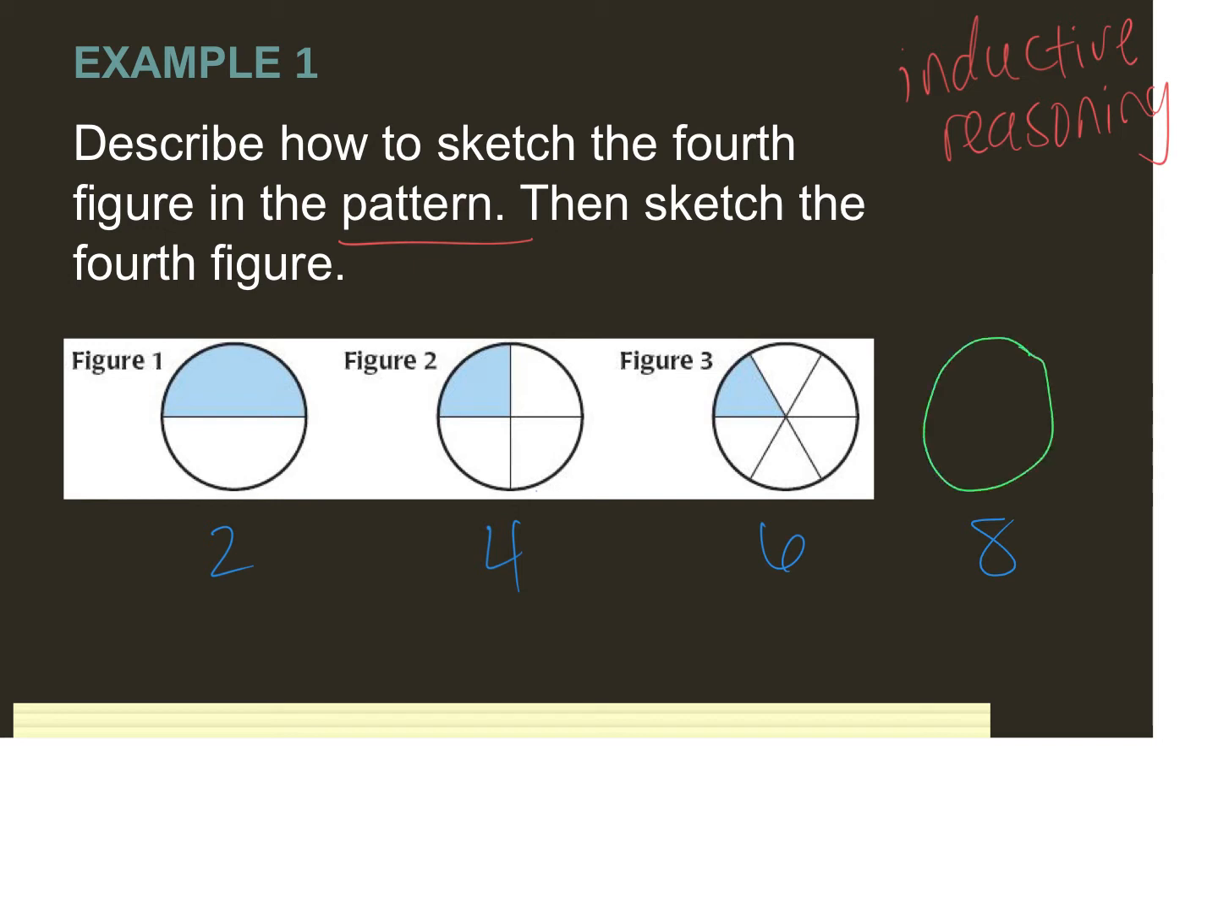So draw a figure that has 8 parts. Draw a circle. And draw 4 lines through it. That'll create 8 parts. Now, it doesn't match exactly. What else do I need to do to my figure? Shade what? One piece, right? But it has to be one specific piece. Which one do I shade?